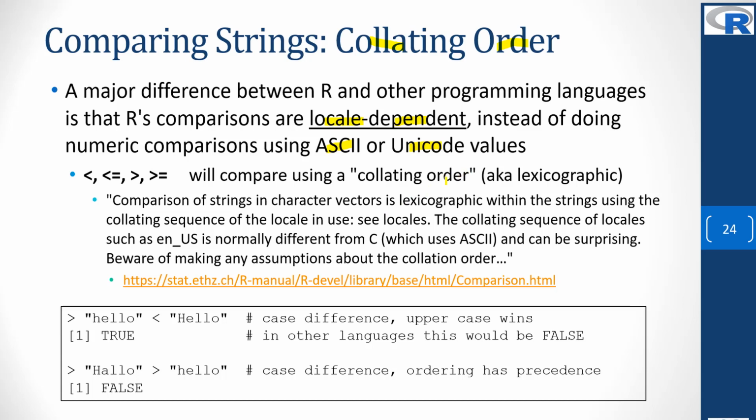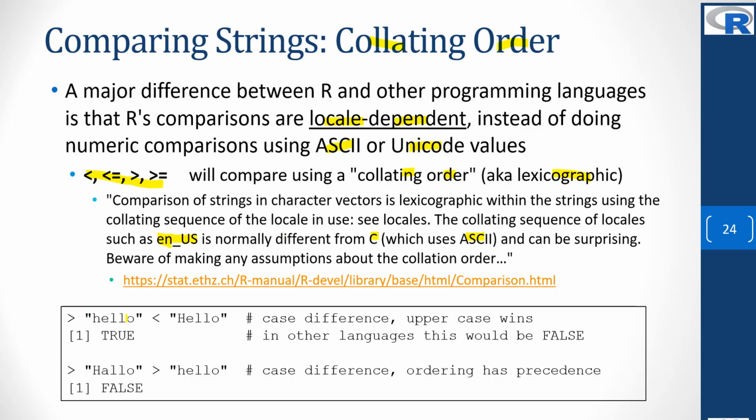But for R, we use this collating order. Another name is lexicographic, and we can use the standard relational operators with these to compare them. Less than or equal, greater than or equal. There is a website that discusses the comparisons between different strings here and that locale specific comparison that's done. We normally are using English US, or US English here. This is the locale abbreviation that we use for that. Comparing it to a language like C, which uses ASCII, you'll see some differences in the results of these operations.